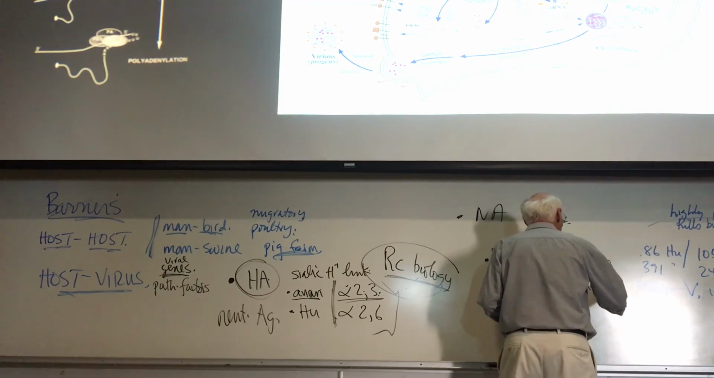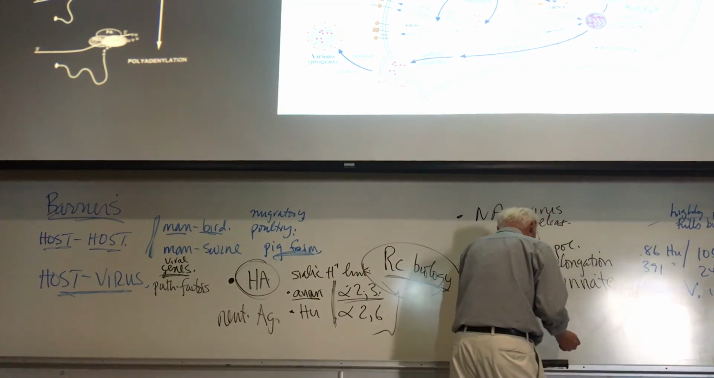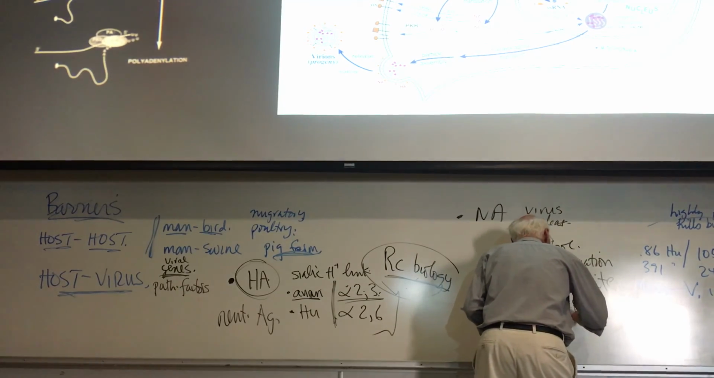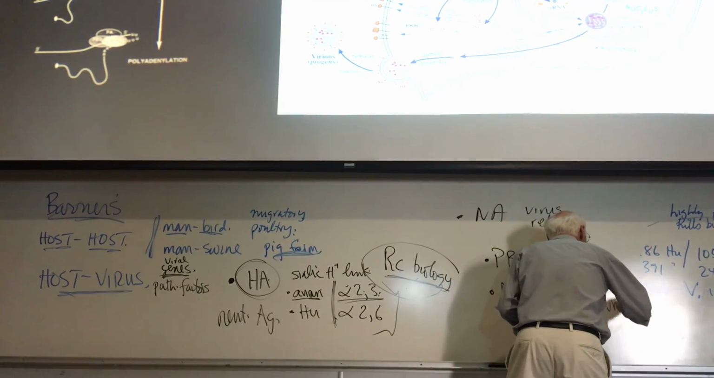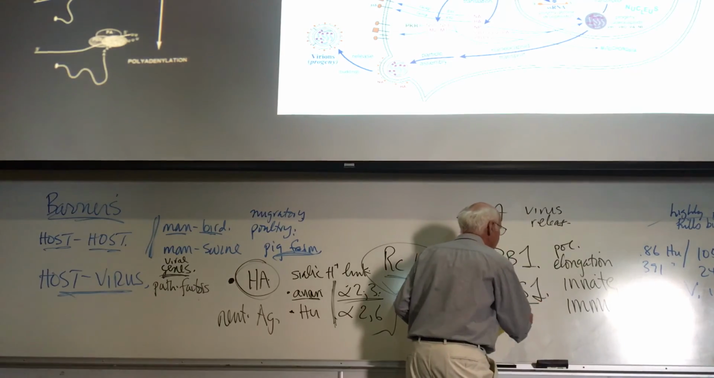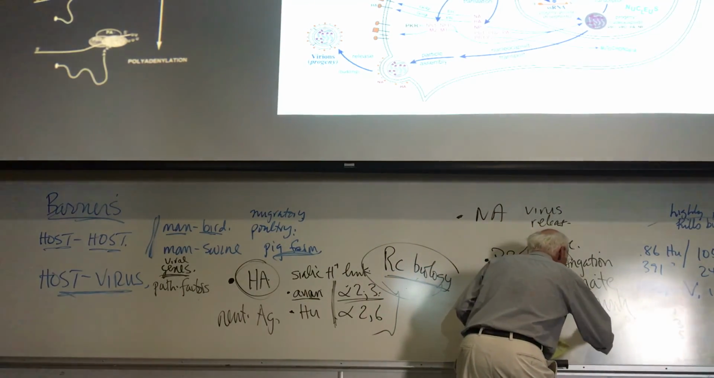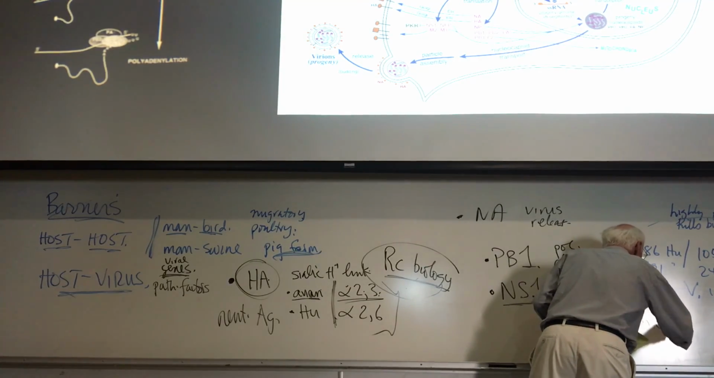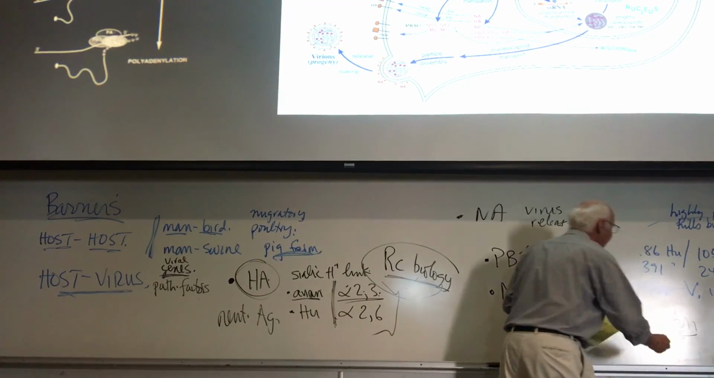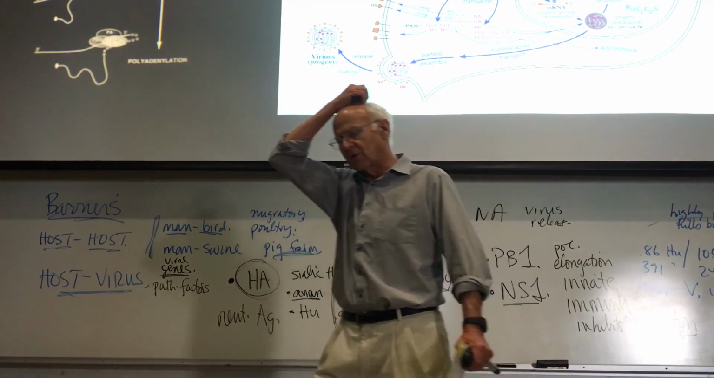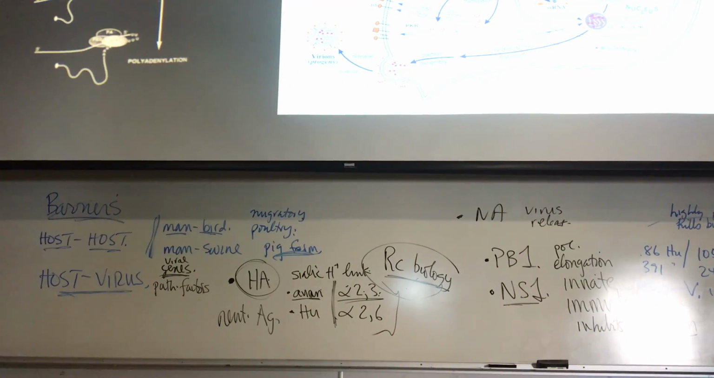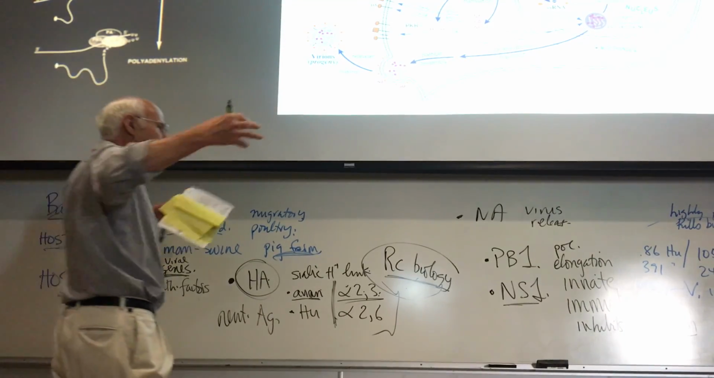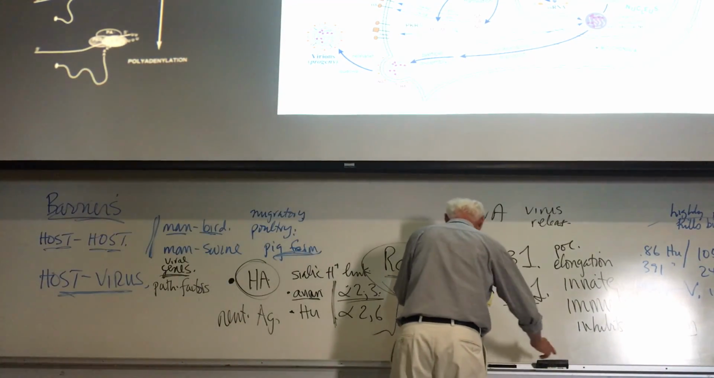NS1 viral gene product we haven't discussed, but it affects innate immunity. The viral gene product NS1 inhibits the interferon response. And interferon is the cornerstone of innate immunity, and we'll discuss that with a whole lecture at the end of the quarter after we've seen all of our viruses.